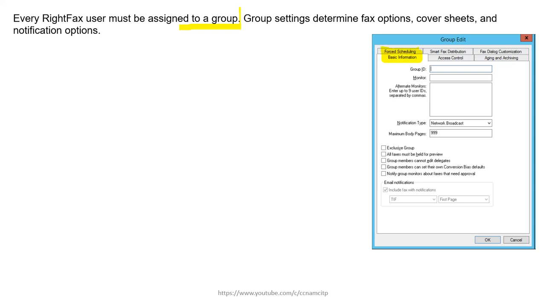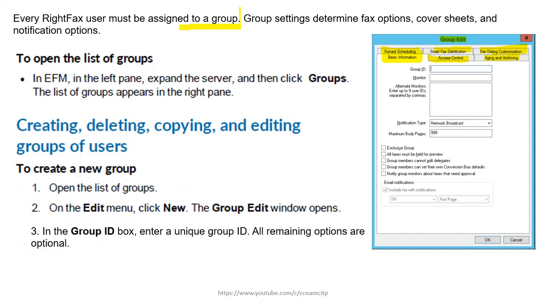You can see one is basic information, next is force scheduling, smart fax distribution, access control, fax dialog customization, and aging and archiving. These are the options we get when we edit group properties. We will understand all six one by one.